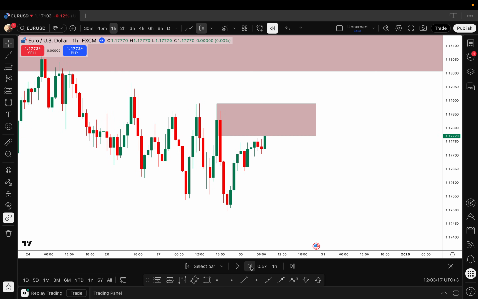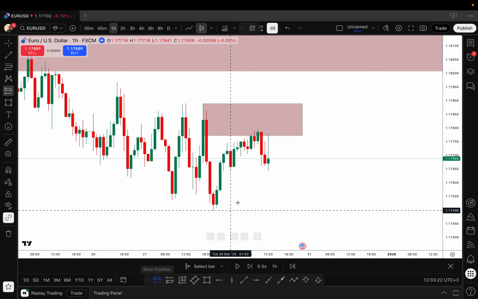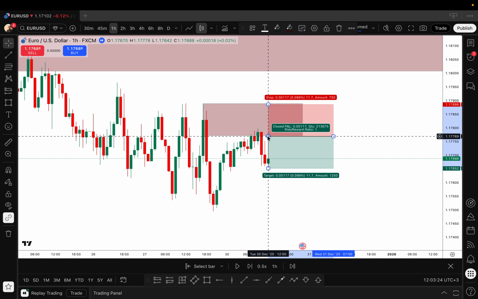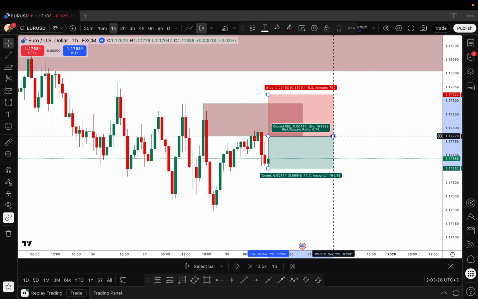So price retraces, taps into the zone. That is going to be your first entry. How many pips? Stop loss slightly up there, around 15 pips.